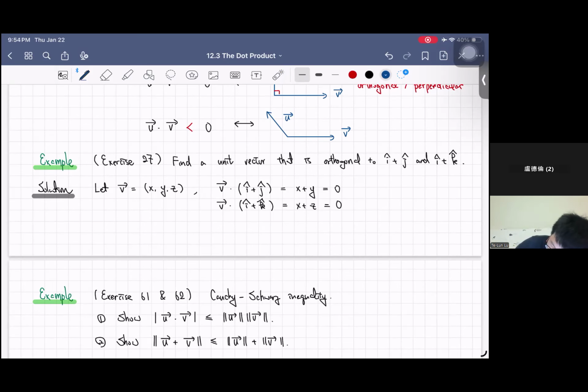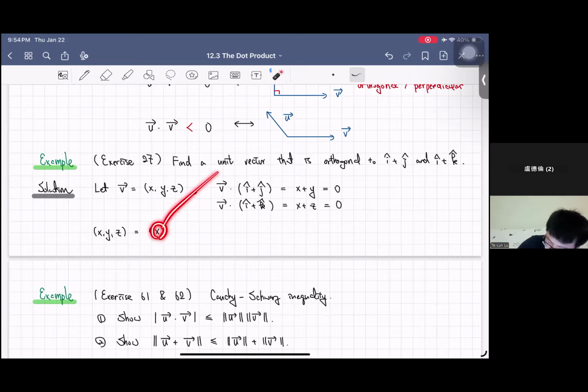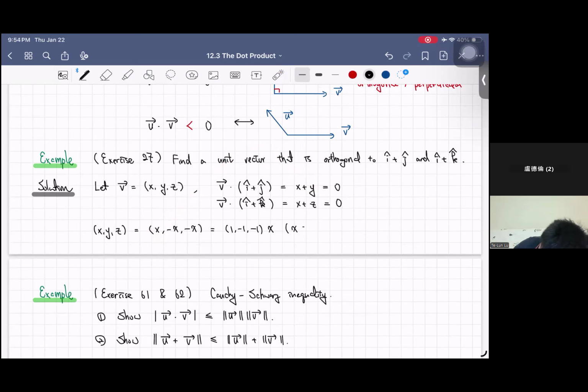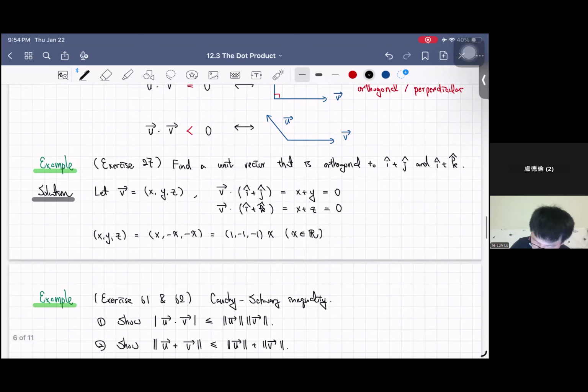Let me write it here. So if you set x to be fixed, then y must be minus x, right? And z must also be minus x. So basically there's this much solution. For any x, you can always plug this number inside that equation, and then you can get the correct solution. So that is for every x belongs to R.